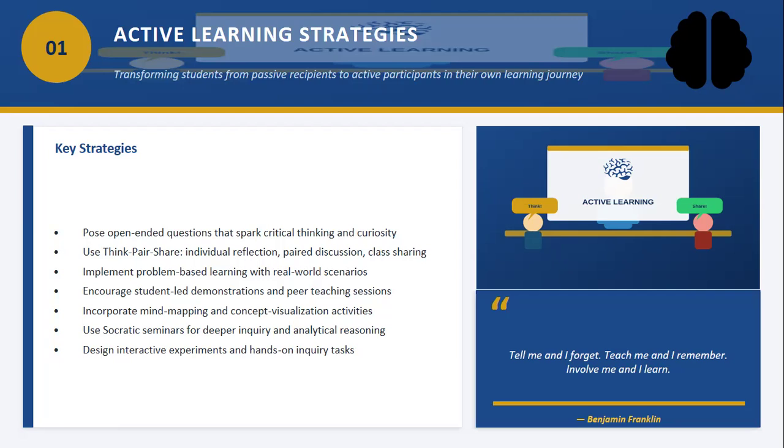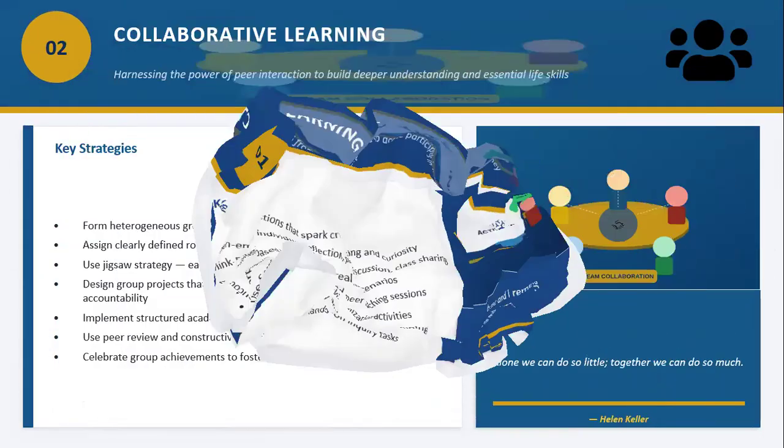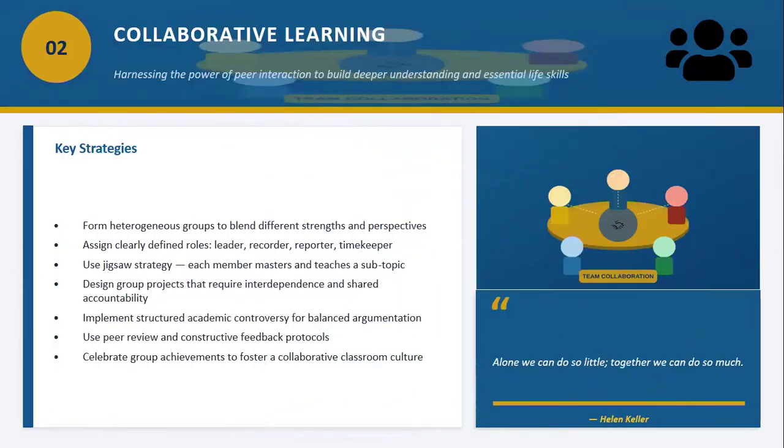The next one is collaborative learning. Learning becomes more meaningful when students learn together. Collaborative learning promotes teamwork, communication, and mutual respect. Form different heterogeneous groups so that students with different strengths can support each other. Assign clear roles such as leader, recorder, and presenter to ensure accountability.